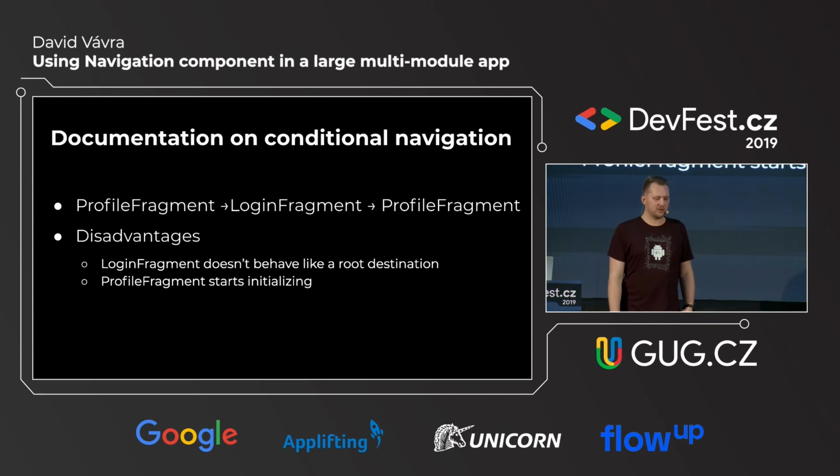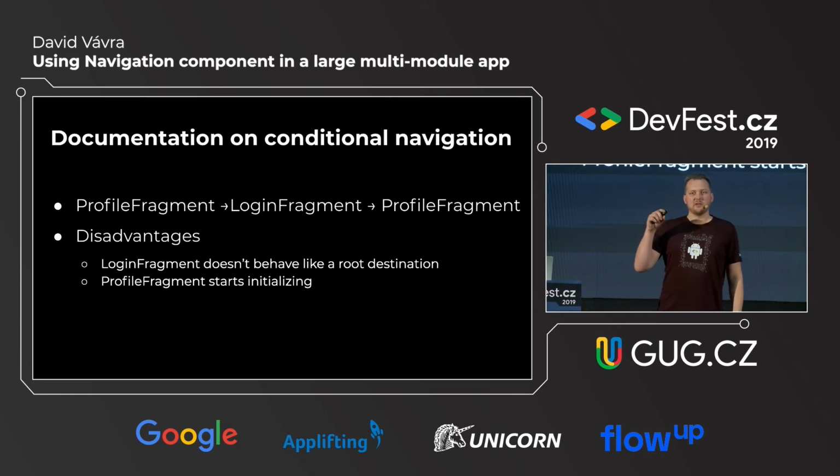There is a section in the documentation about what I call conditional navigation. And the recommendation there is to do it like this. If you go to, let's say, the profile fragment, there you detect that the user is not logged in. You fire the login fragment, the user is logged in, and then you show the profile fragment again. So this works, but it has some disadvantages. Mainly the login fragment, in that case, when the user is on the login fragment, it's not a root destination, because the profile fragment is a root destination. It has some side effects.